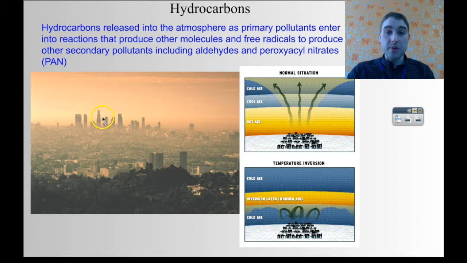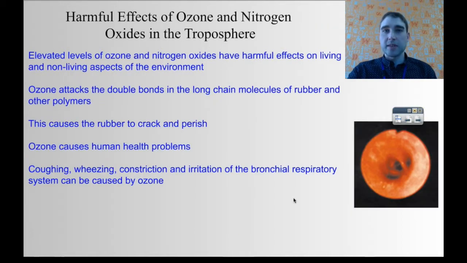To get this to happen though, you need what's called an inversion, where you have an inversion layer that keeps the air underneath in a very stable position, and you need sunlight. So stable air with sunlight, with the emission of your primary pollutants, leads to your production of ozone and nitrogen dioxide. So what are some harmful effects of ozone and nitrogen oxides?